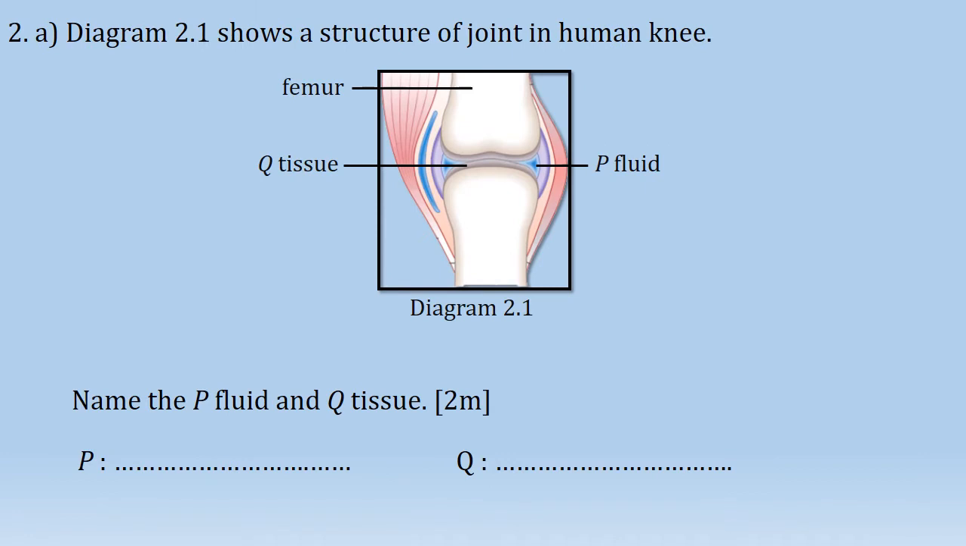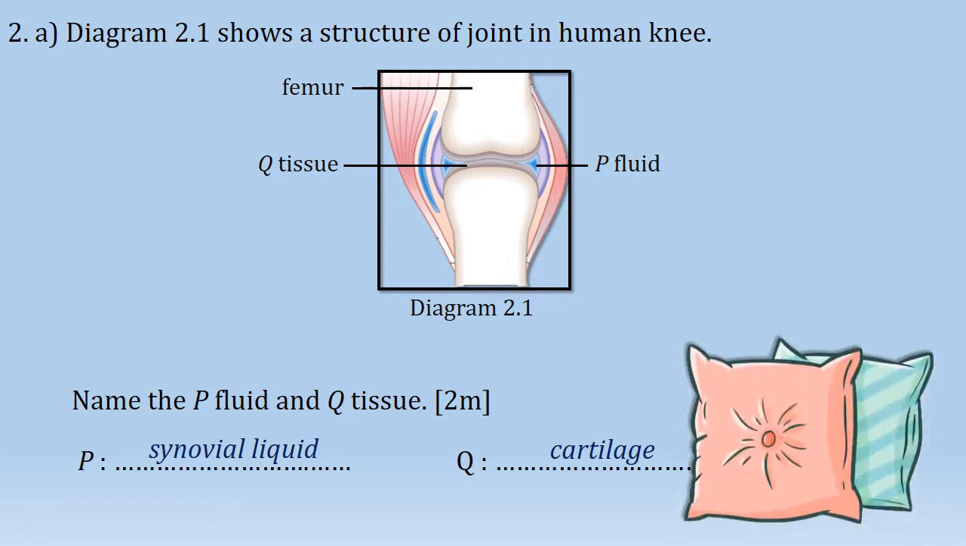2a. Diagram 2.1 shows a structure of joint in human knee. Name the P fluid and Q tissue. 2 marks. P is the synovial liquid or fluid to provide nutrient to Q tissue. Q is the cartilage or the smooth cushion between the bones.